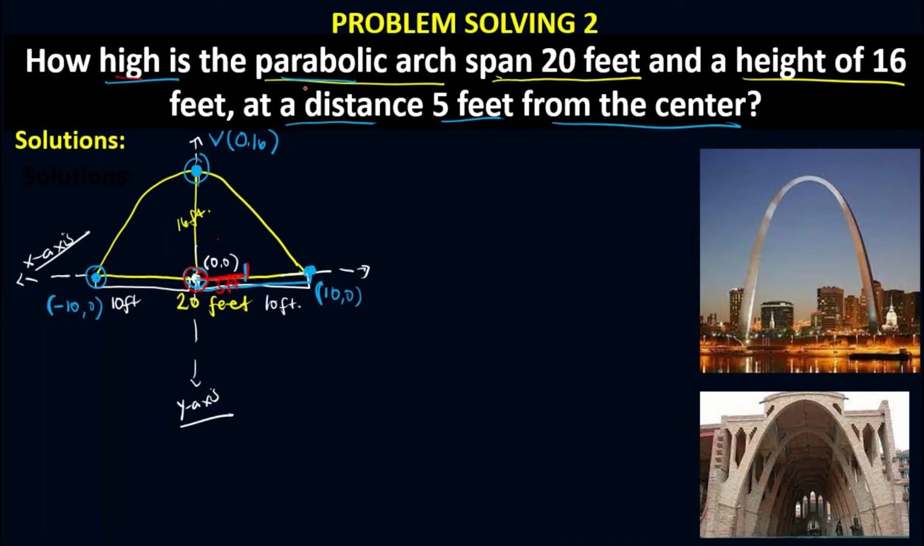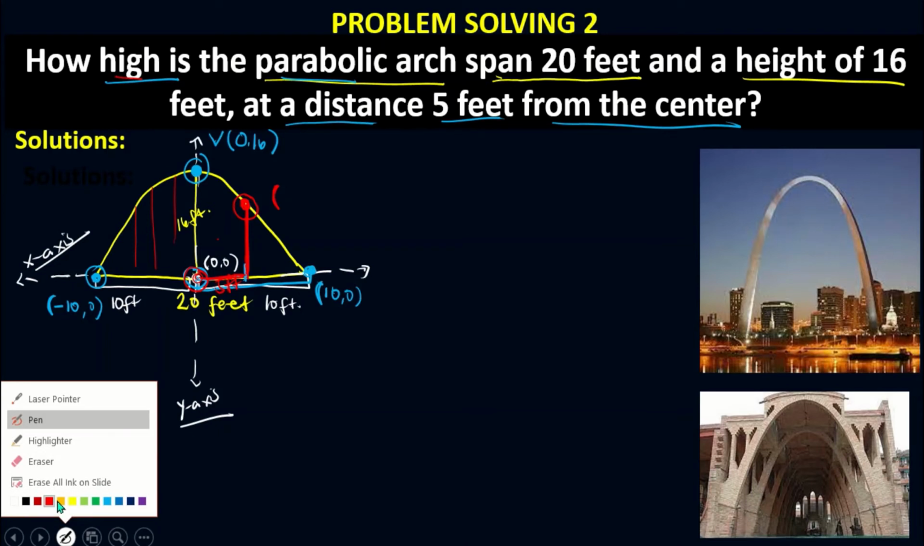So how high is the parabolic arc? From the 5 feet, we are asked how high our parabola is from the base, from the center, and we will find how high that line is. All of these have lines. But how do we find that line? We should identify the coordinates of this point, so we can know how high this line is from the center at 5 feet, up to our parabola.